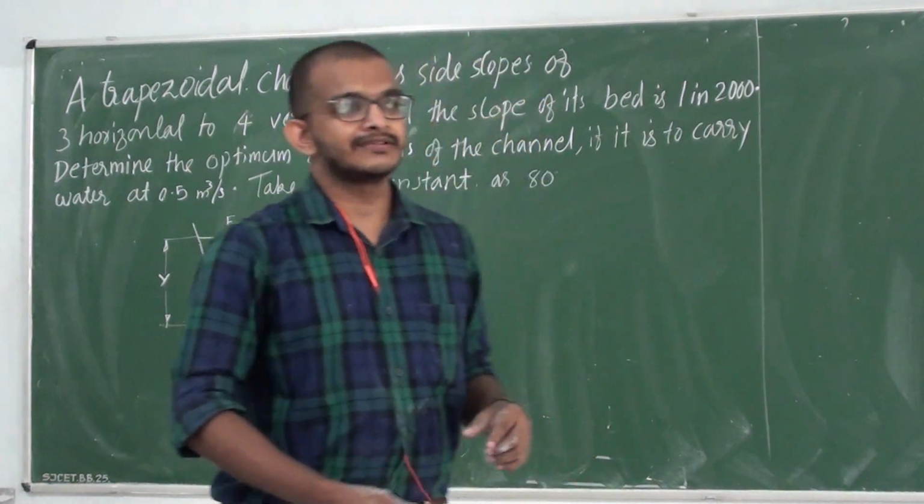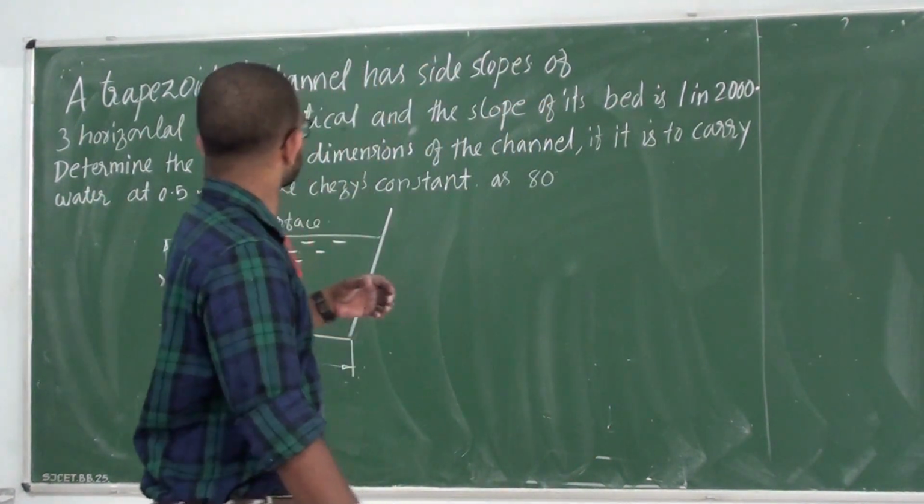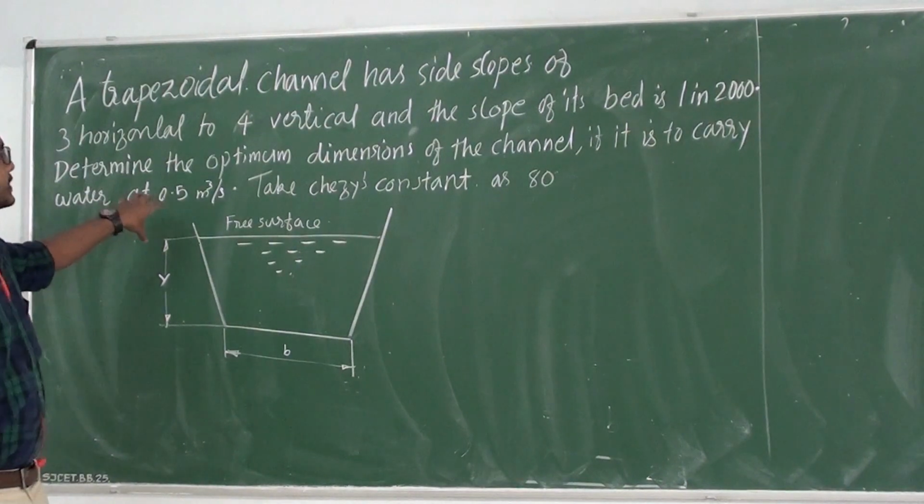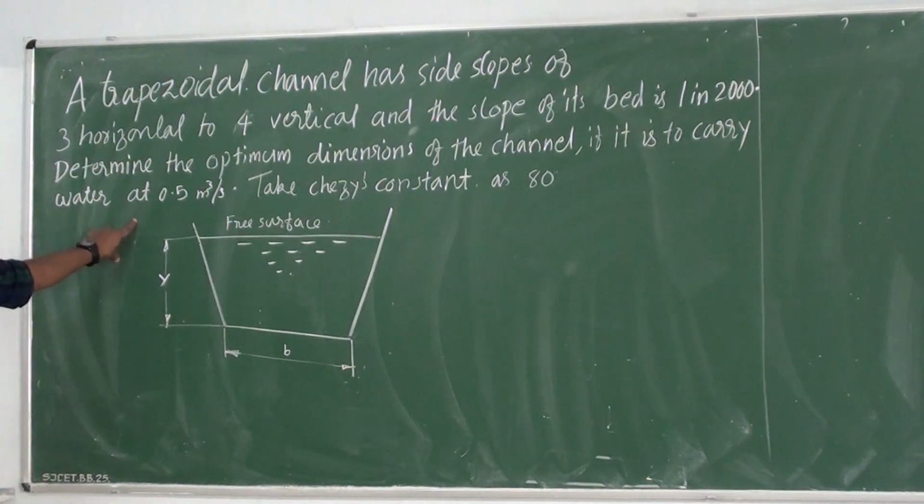In this video, we will be solving a numerical problem from the topic a trapezoidal channel. So, this is the question. A trapezoidal channel has side slopes of 3 horizontal to 4 vertical and the slope of its bed is 1 in 2000. Determine the optimum dimensions of the channel if it is to carry water at 0.5 meter cube per second. Take Chezy's constant as 80.